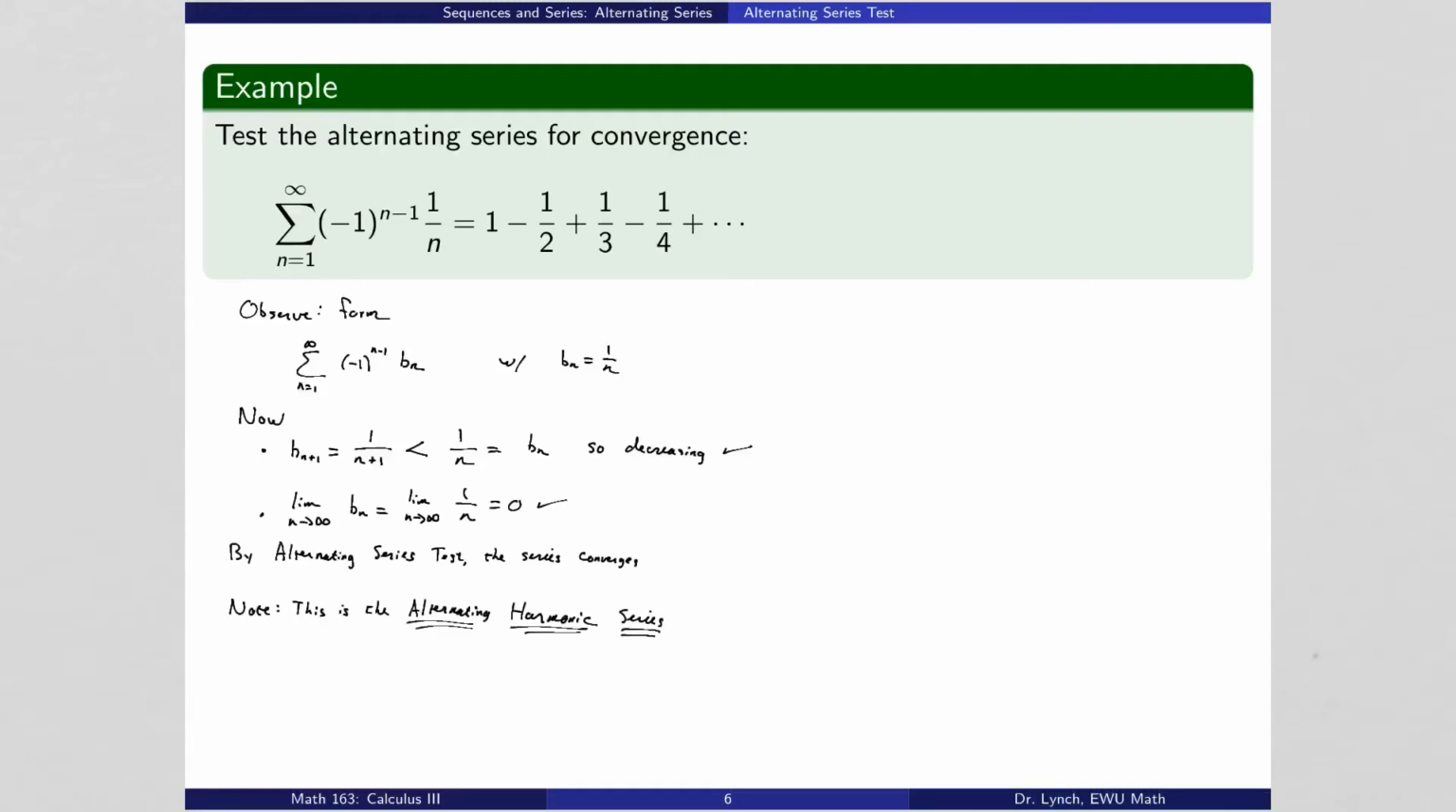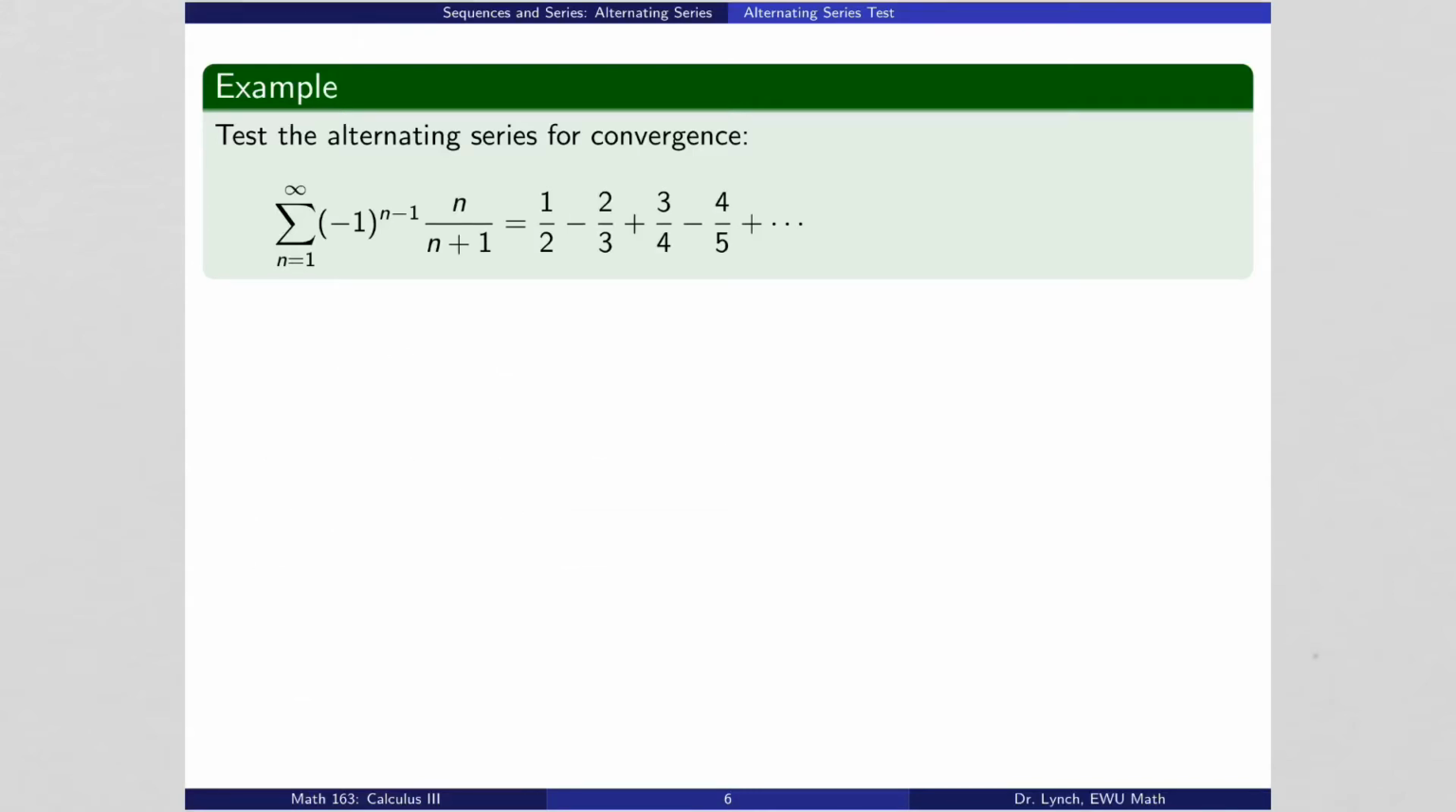Now, this series might look familiar to you. We know that if it didn't have the plus or minus terms, the sign flopper, it would be exactly the harmonic series. So we'll refer to this as the alternating harmonic series. Unlike its counterpart, the harmonic series, which is divergent, the alternating harmonic series converges. Okay, a second example of an alternating series.